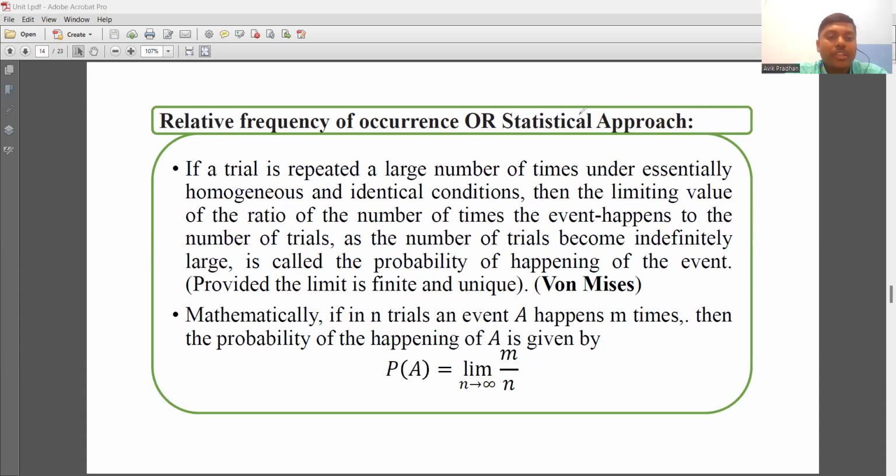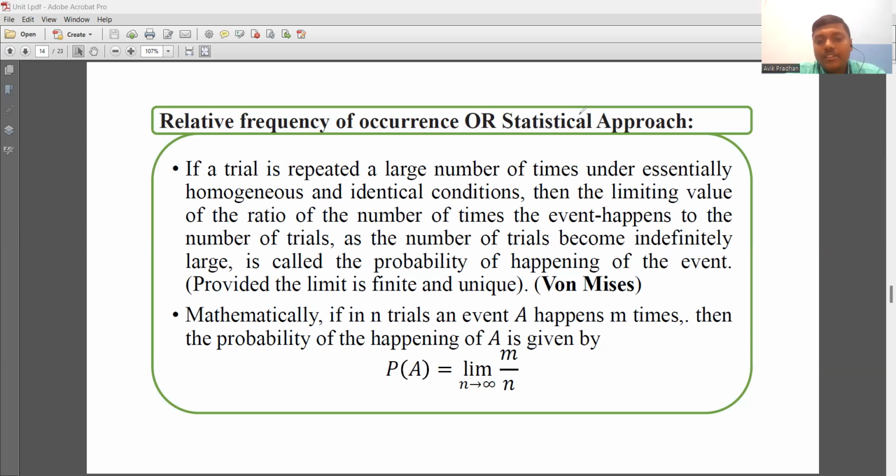So what does this approach say? It says that if a trial is repeated a large number of times under essentially homogeneous and identical conditions, then the limiting value of the ratio of number of times the event happens to the number of trials, as the number of trials becomes indefinitely large, is called the probability of happening of the event, provided the limit exists, finite and unique. This definition was given by von Mises.